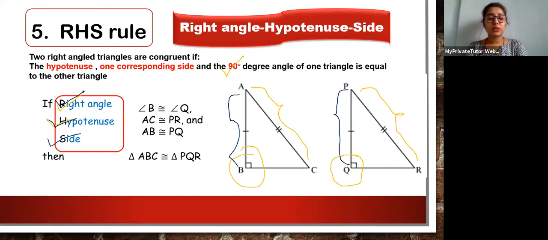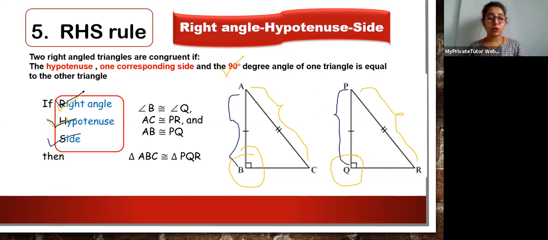It is very easy. Just remember right angle. If there is a right angle, there will be a hypotenuse. These two things go hand in hand. If a right angle is there, only then you can find a hypotenuse. Now, if only these two things are given and the third side is not given, you cannot use this rule.